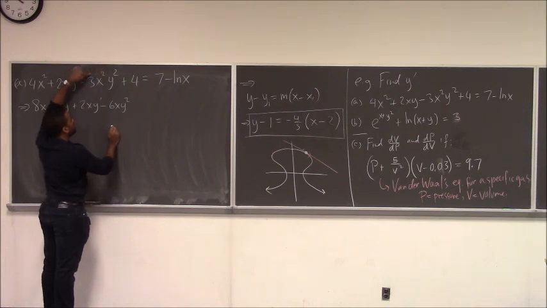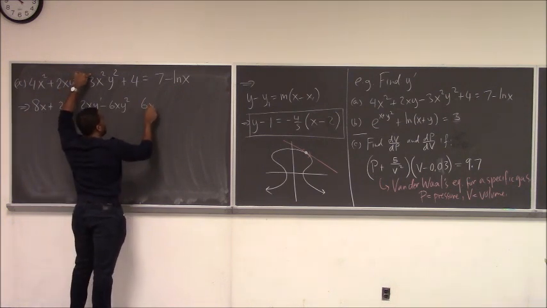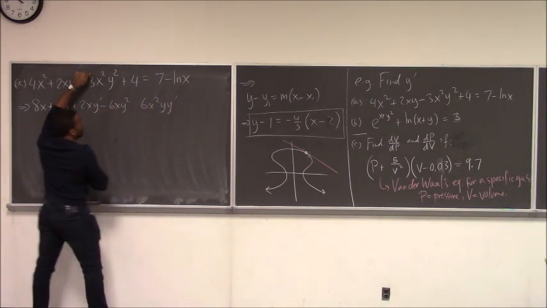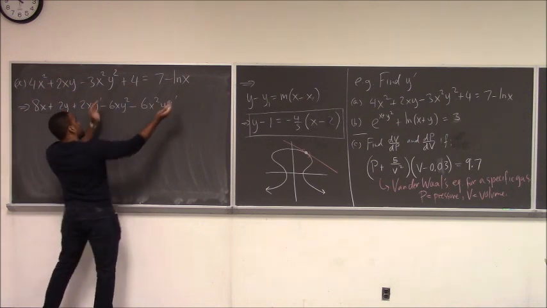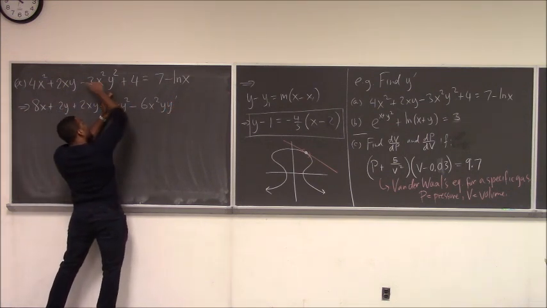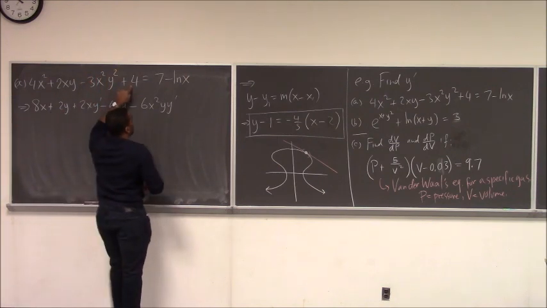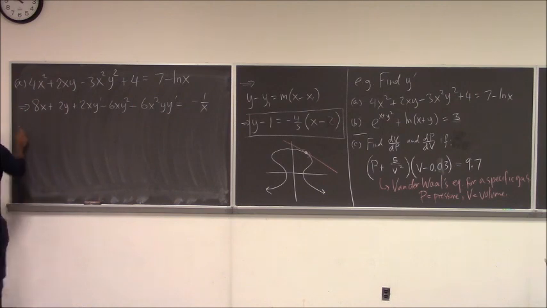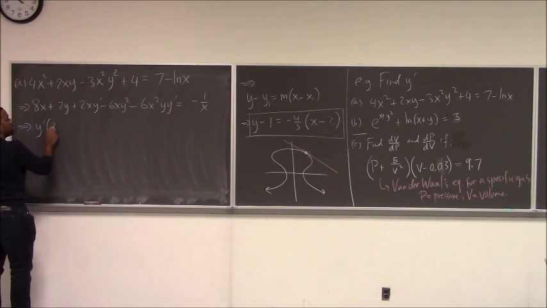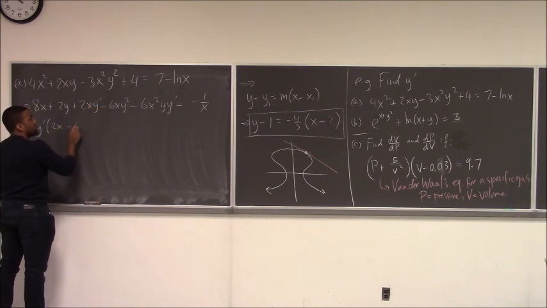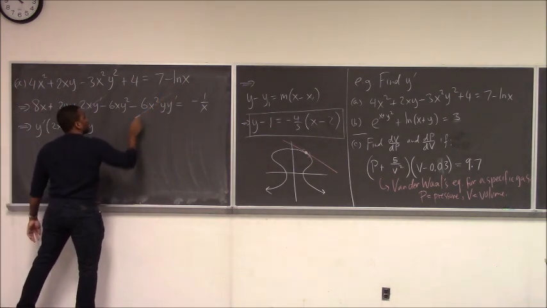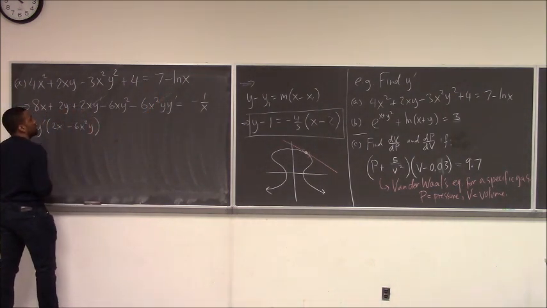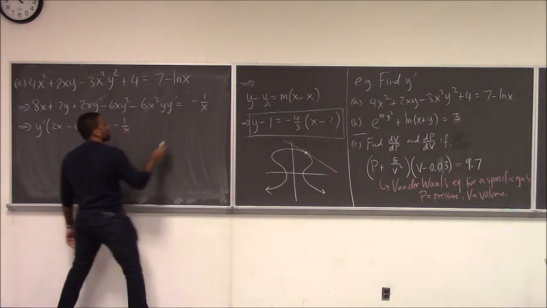Well, the y is squared, so that'll still be a 6x squared y prime. This would be a minus sign here because technically you do the product rule in parentheses and the negative sign in front is going to distribute. Derivative of 4 is 0, derivative of 7 is 0, derivative of minus ln x is minus 1 over x. So now I can go through and group the y primes: 2x minus 6x squared y. That's it. Minus 1 over x.